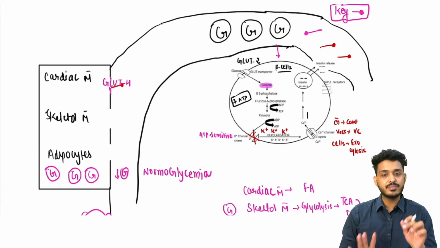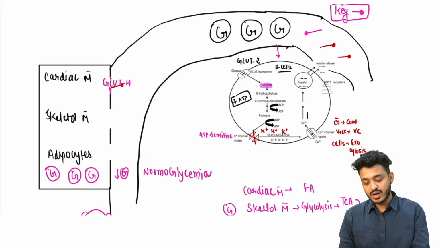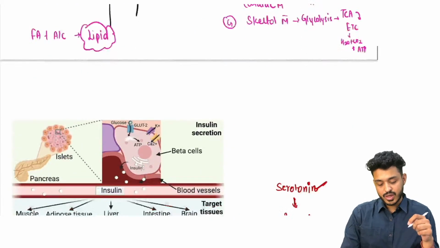Diabetes is very simple once you understand the basic physiology around it, right? So what is the basic physiology around it? The glucose will be going inside with the help of this key, right? What is the key? The key is insulin.